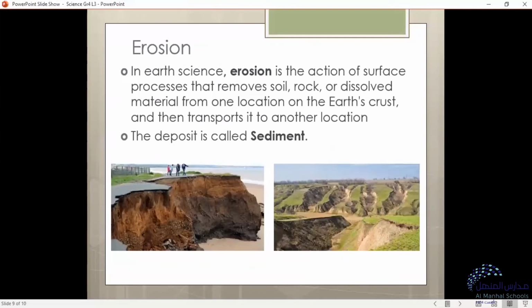Erosion in earth science is the action of surface processes that remove soil, rock, or dissolved materials from one location on Earth's crust and then transports it to another location. The deposit is called sediment. You can see here that a large portion of the Earth has moved or has been washed away. In this picture, you can see that the grasslands have been washed away by water.